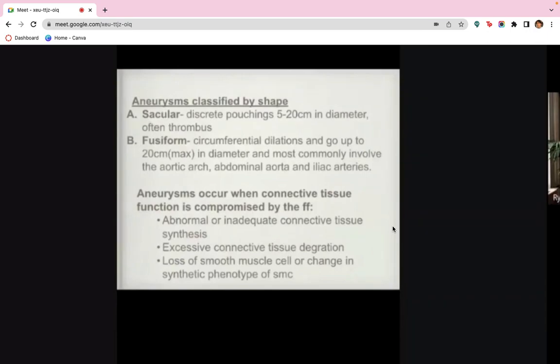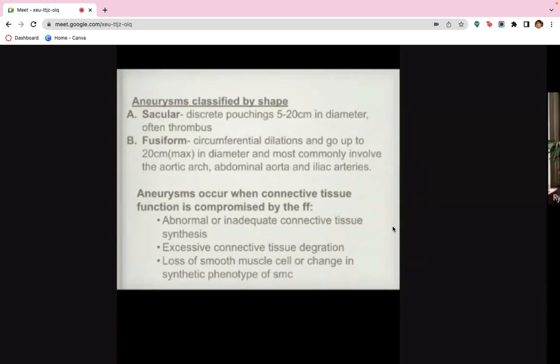Next, we have your aneurysm classified by shape. We have your saccular and we have your fusiform type of your aneurysm. So your saccular is a discrete pouching around 5 to 20 centimeters in diameter, while your fusiform are circumferential dilations and go up to 20 centimeters maximum in diameter.